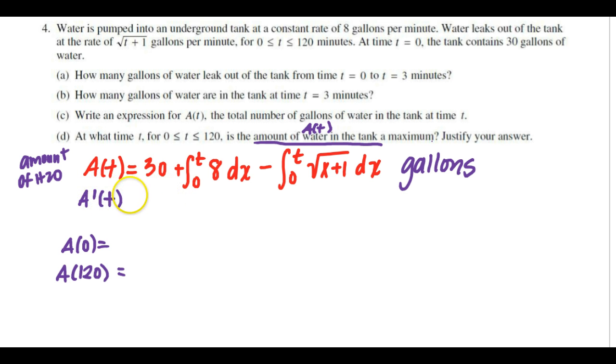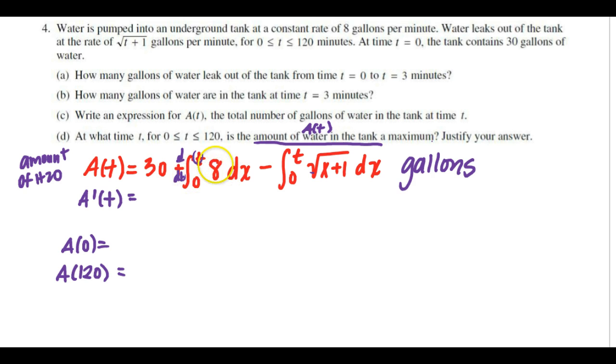And to find a prime of t, we're using the FTC part 2, because each of these portions here are accumulation functions. So the derivative of 30, well, that's 0. If I take the derivative of this function here with respect to t, because I'm finding a prime of t, so imagine like slipping in a little d/dt right here. Since this is t and this is t, so remember what happens, we take this variable and we substitute it into the x that's here, but there is no x.